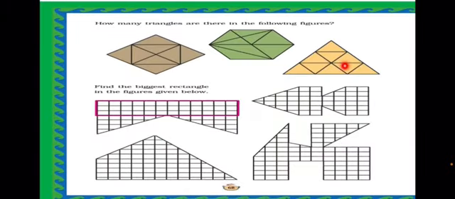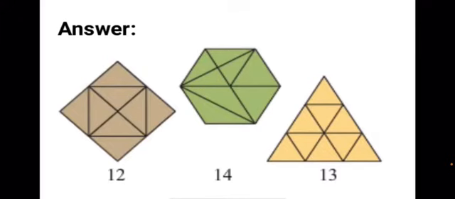Now the next one. Now let's start counting the triangles. 1, 2, 3, 4, 5, 6, 7, 8, 9. And can you see this big triangle? 10. Now 11. Then this is also there. 12 and 13. So there are 13 triangles over here. Yes, there are 13 triangles.